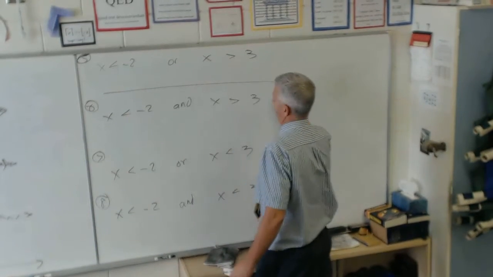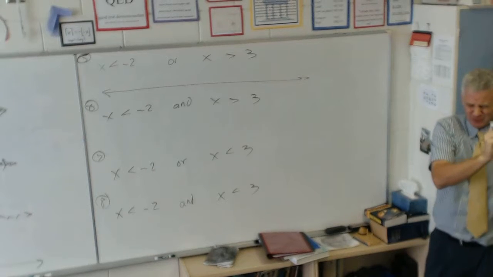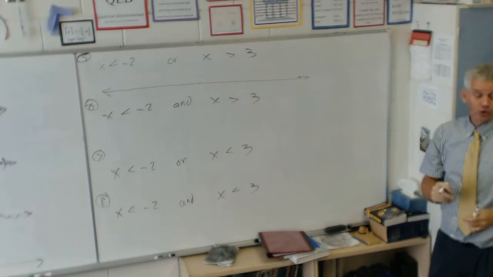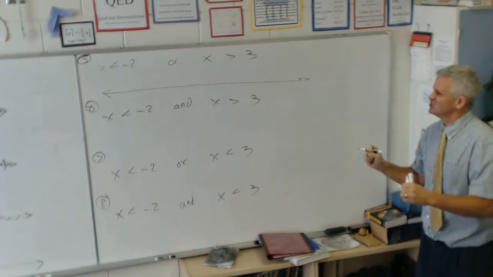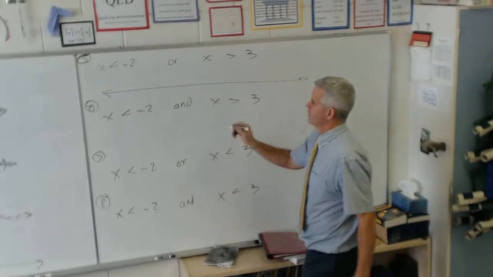Now, say that again. Say exactly what you said before. Anything that's not between -2 and 3. That's true. Okay, but it's also not -2 and 3 either. So how do I graph it?